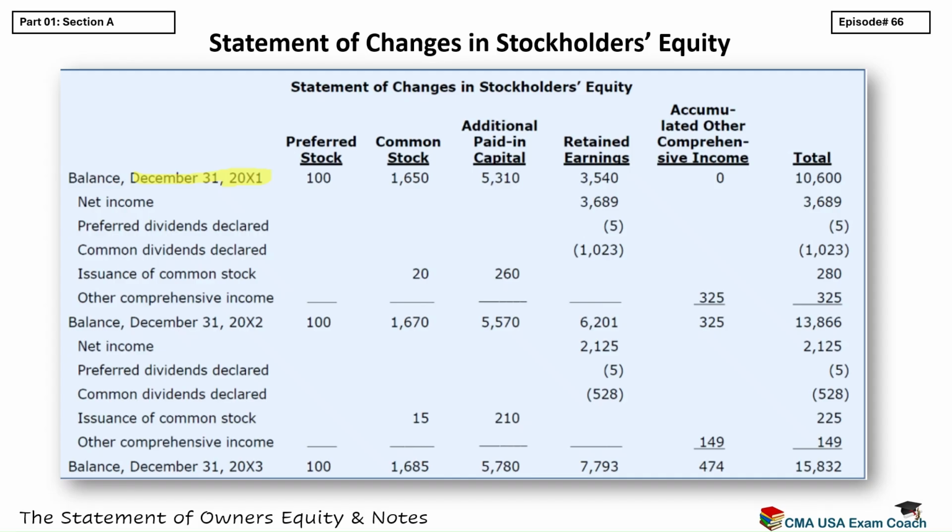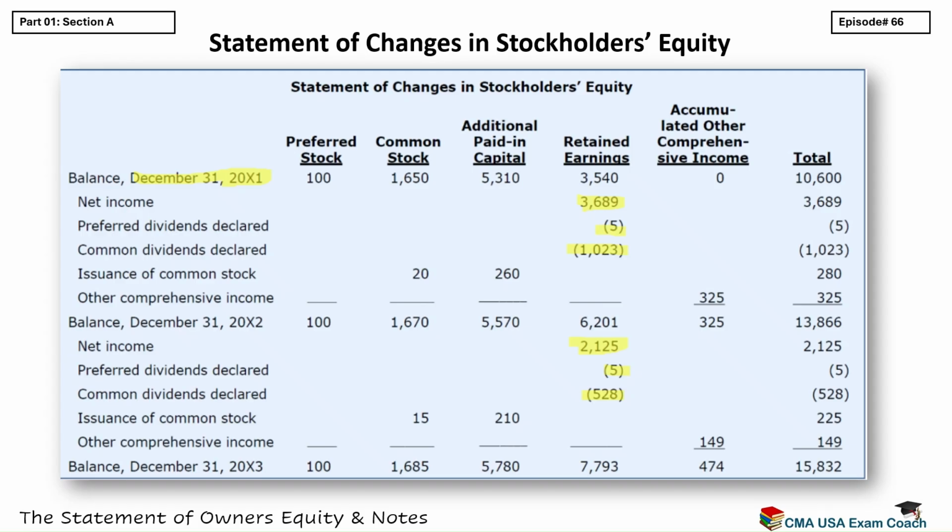In 2022, the company earned $3,689, and in 2023, it earned $2,125. Profit always strengthens the equity section because it means the business performed well. On the other hand, when the company pays dividends to shareholders, that reduces retained earnings. Dividends are basically the company sharing its profits with owners. In the statement, you'll notice preferred dividends of $5 each year and common dividends of $1,023 in 2022 and $528 in 2023. These payments decrease the amount the company keeps, so retained earnings go down.